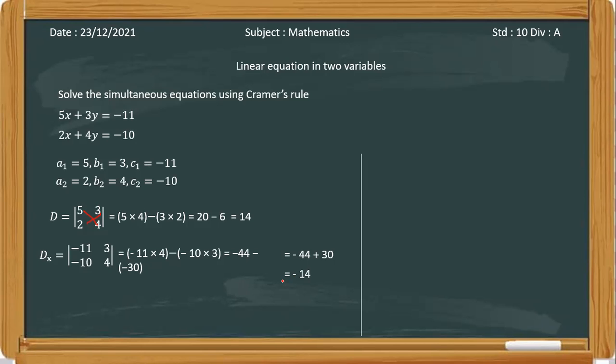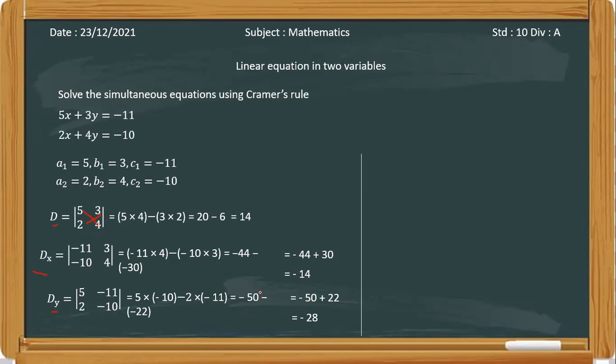And next you have to find dy. What are you going to do in that? You are going to remove the y coefficients and substitute the constants in the place of the y coefficients. Again, we will cross multiply and subtract. We get minus 50 plus 22, which is minus 28. So now we have d, which is the determinant of the whole terms, dx, which is the determinant of x, and dy, the determinant of y.